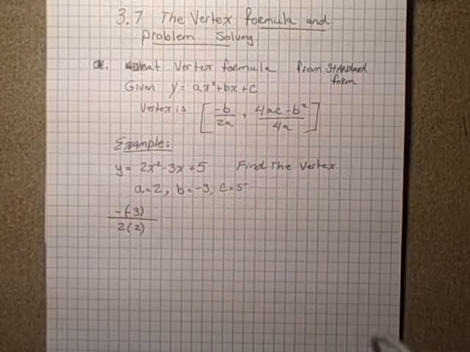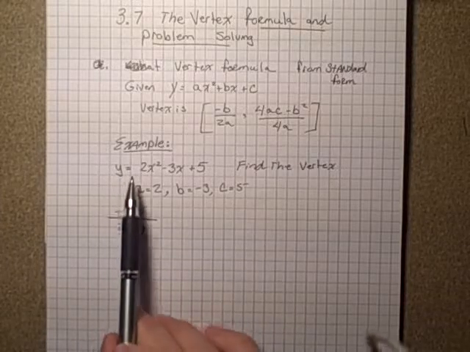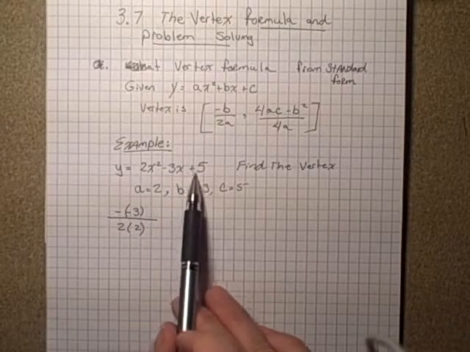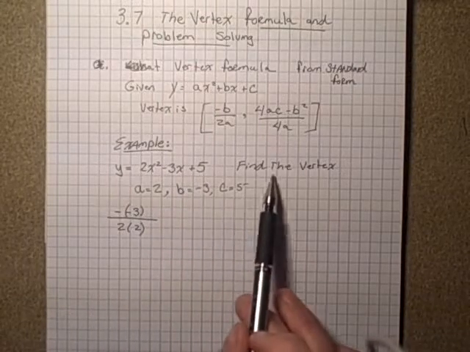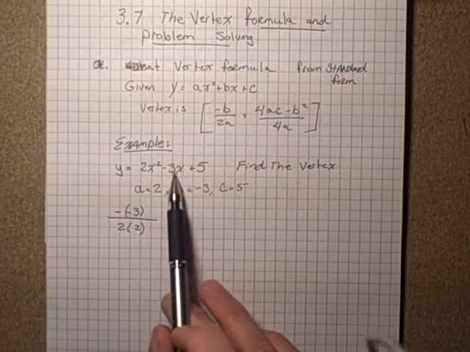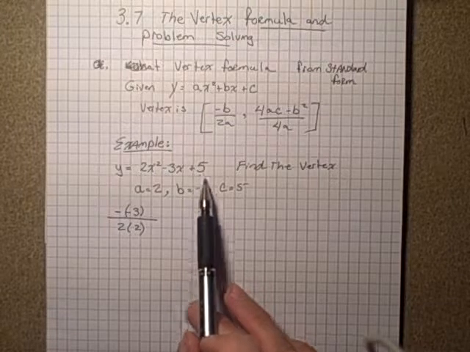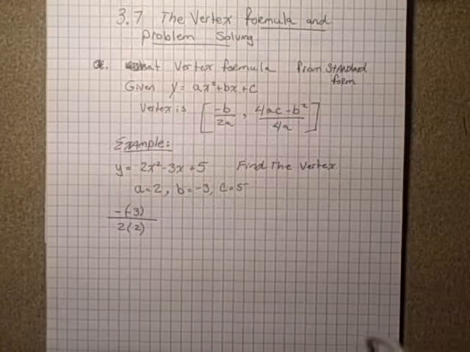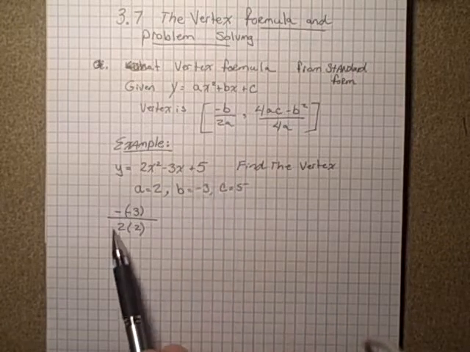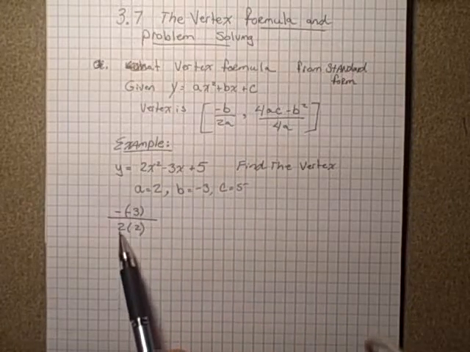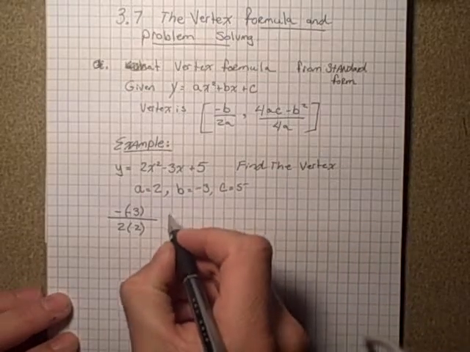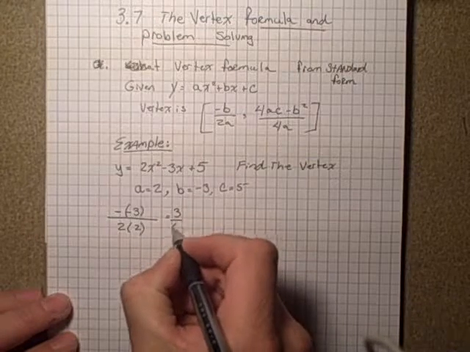Now, I started an example here already. Say y is equal to 2x squared minus 3x plus 5, and I wanted to find the vertex. All I would do is say, okay, a is 2, negative 3 is b, and c is positive 5. And then I would just plug it into the formula. So that's what I started doing here. The formula for the x point is negative b over 2a, so negative negative 3 over 2 times 2. In our case, that gives us a positive 3 over 4. That is our x point.